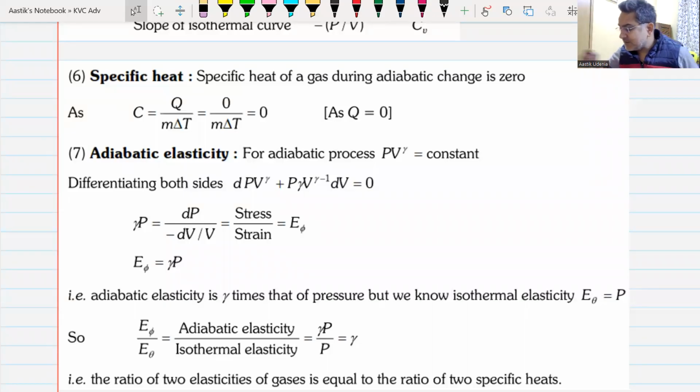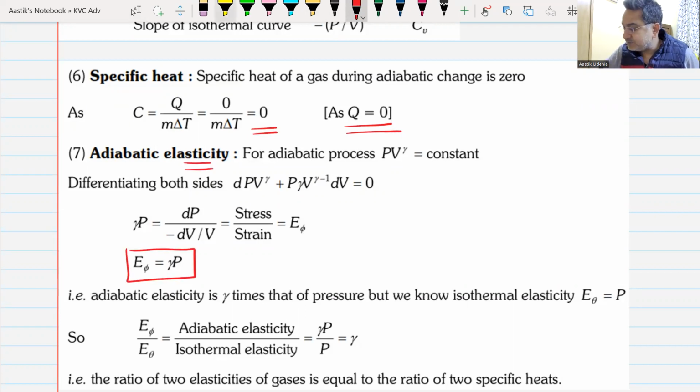And we move on to the next step, which is the specific heat. In this case, delta Q is 0. So specific heat for this process is 0. Adiabatic elasticity. Remember that speed of sound? Adiabatic elasticity is gamma times P. The ratio between adiabatic elasticity and isothermal elasticity is equal to gamma. Just write the formula and we are done.